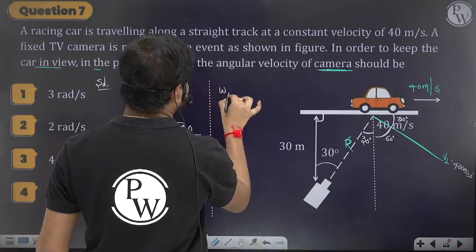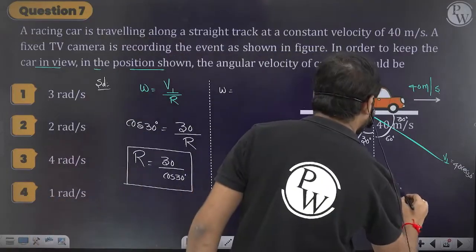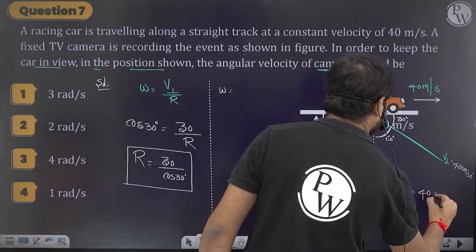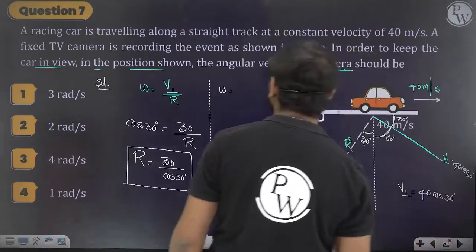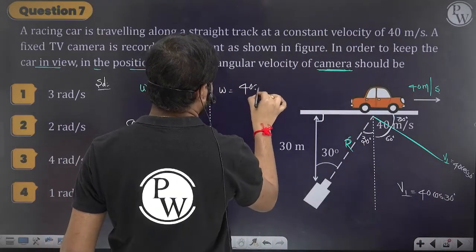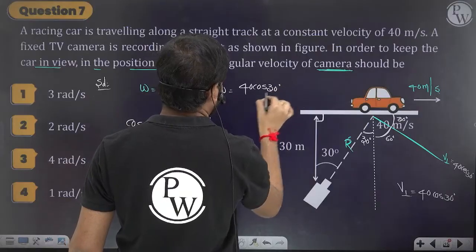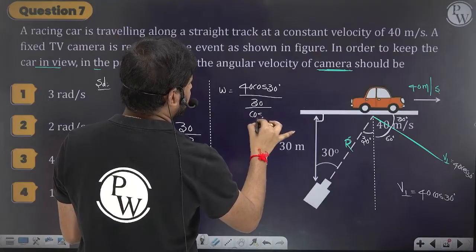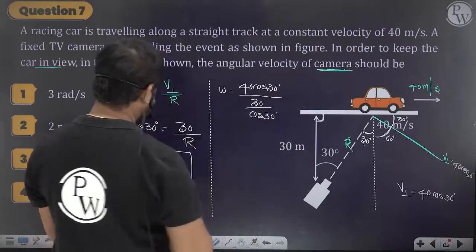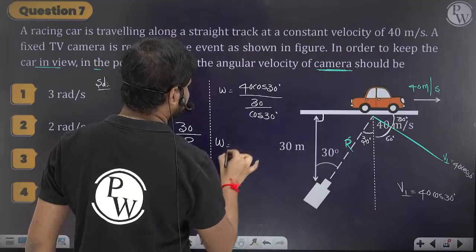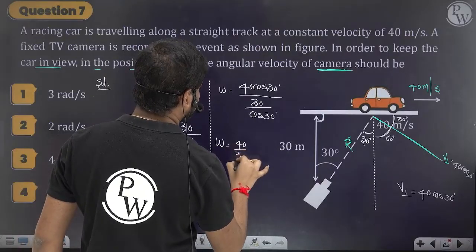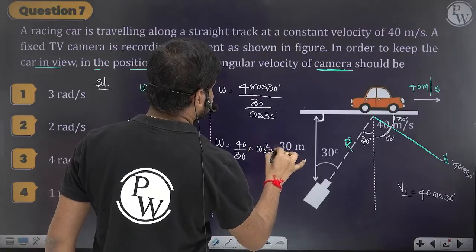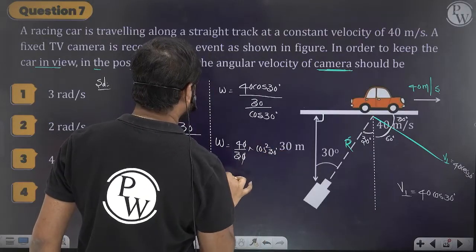So the omega is equal to, what is v perpendicular? From here, it is 40 cos 30. Just substitute 40 cos 30 as the v perpendicular, divided by the radius r. R is what? 30 by cos 30. Yes. So now omega is equal to 40 by 30 into cos 30, that is cos square 30. Yes or no? So from here, 3 cancels, 0 cancels.